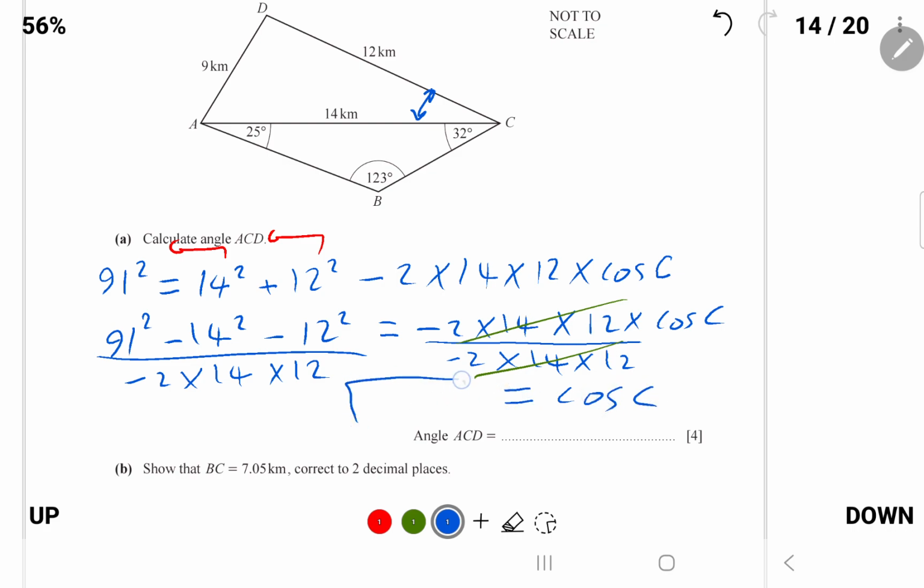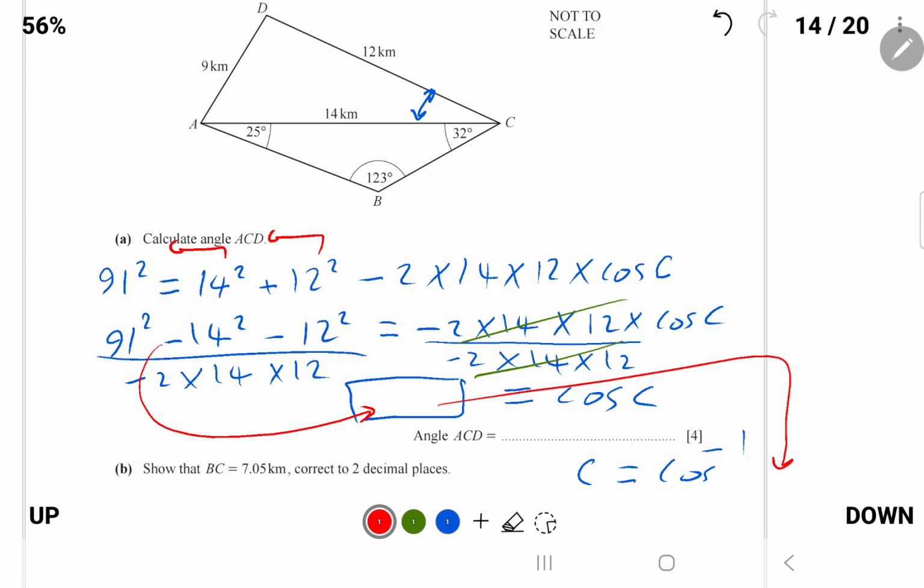And what we get on the calculator here, we do shift cosine. So C will be cosine inverse of this amount that we got here, and then we get C will be 39.6. So that's the required angle in this question.